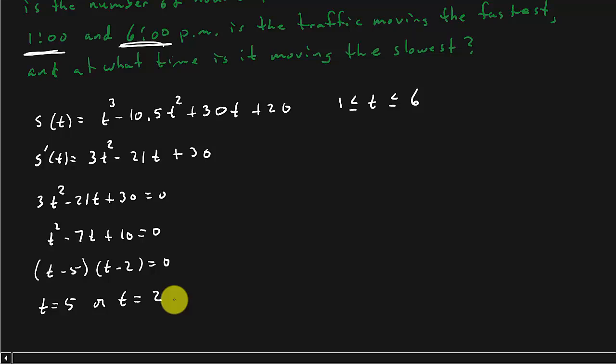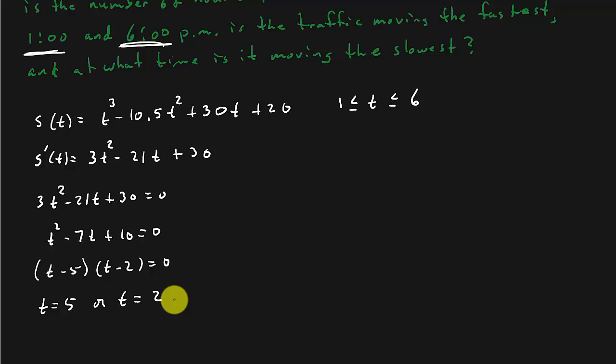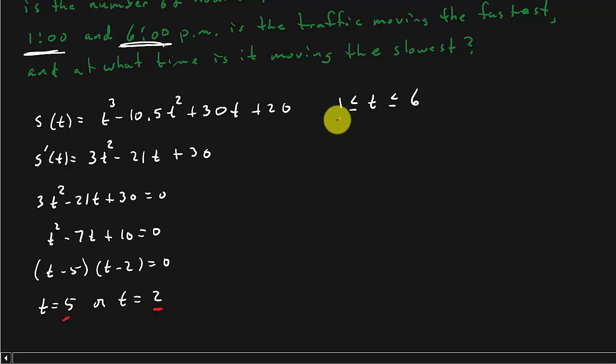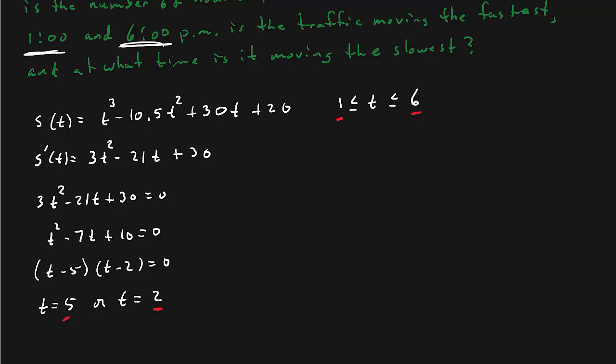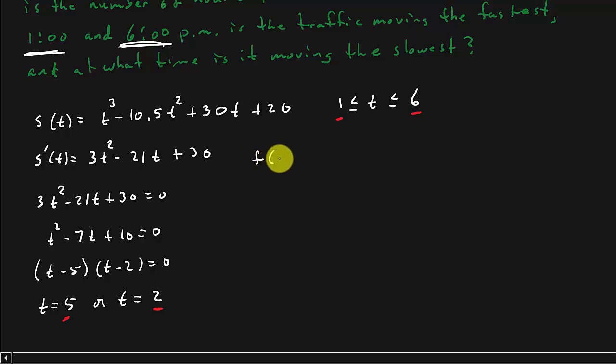All right, so now to find the absolute max and min between those times, we've got to evaluate the function at 5, 2, 1, and 6. See, the 5 and the 2, they both fall in this interval, so we evaluate all of those. So we have f of 1. I'm going to replace the t with a 1 here. So just remember f of 1, f of 2, f of 5, and f of 6.